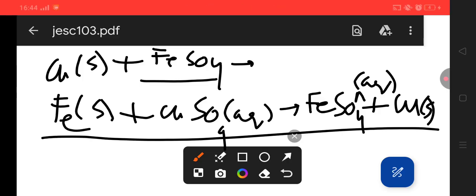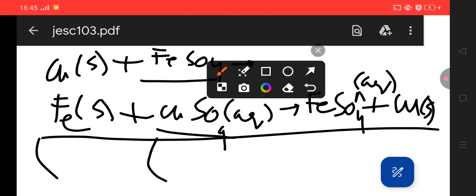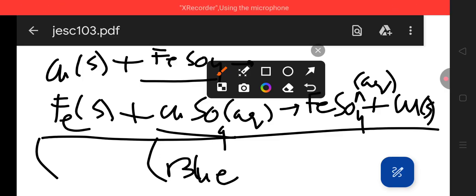So in this, you know very well, iron is a shiny black metal. What is the color of copper sulfate solution? Blue, isn't it? Bluish color. Copper sulfate solution is blue in color. And when iron sulfate solution forms, the color is fading. Okay, so the color starts fading and it forms iron sulfate solution.